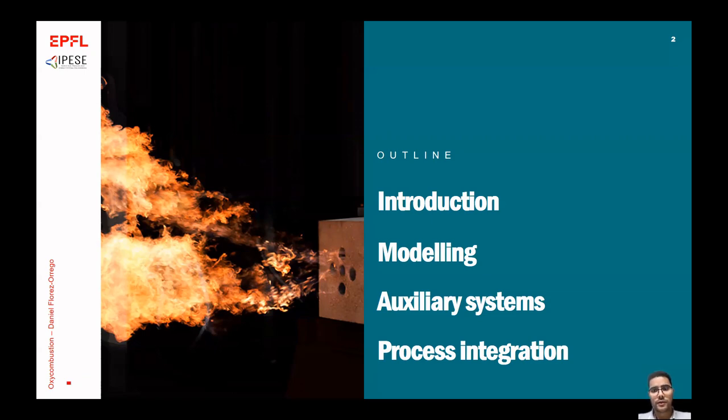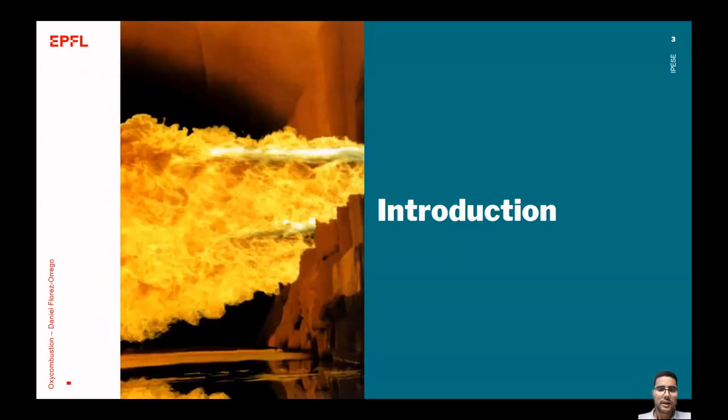We are going to describe some of the auxiliary systems that are required to run the oxycombustion process. And finally, we will show some examples of process integration in combined heat and power generation systems, such as in the Allam cycle, as well as in very high temperature heat supply industries, like aluminum remelting, steel, and glass production. Let's start by introducing what oxycombustion is and why it is important.